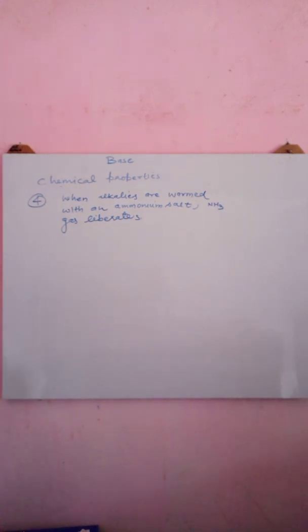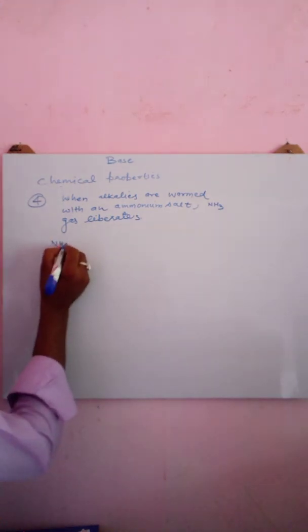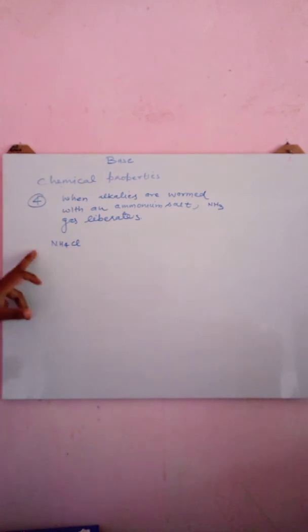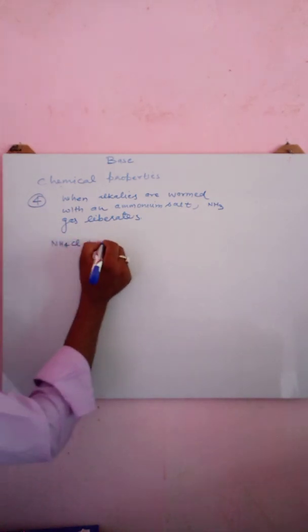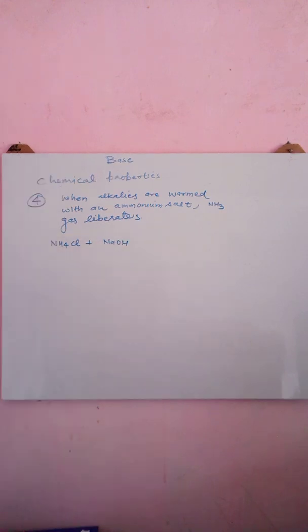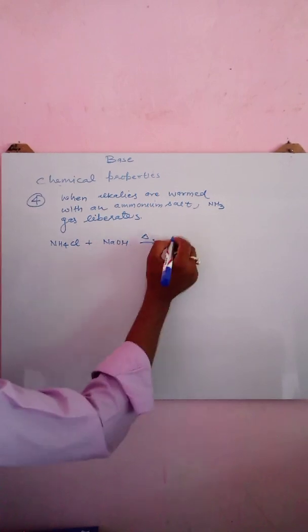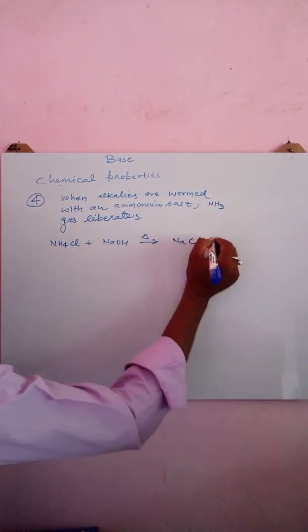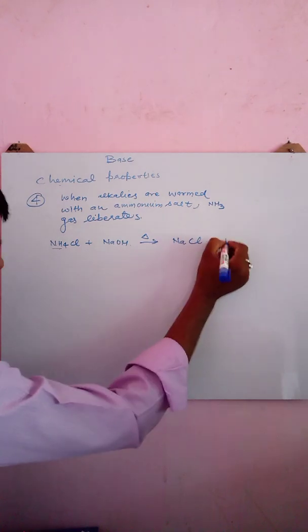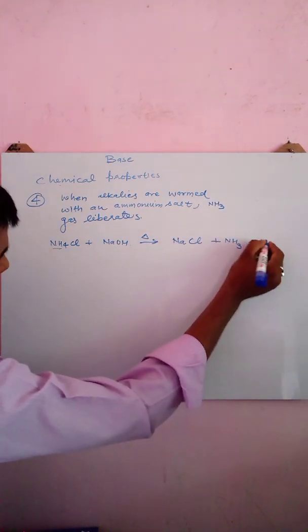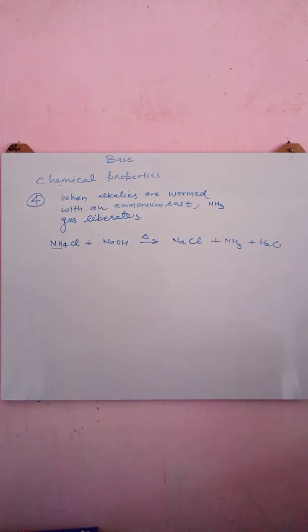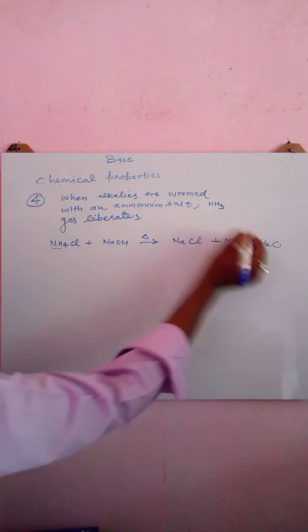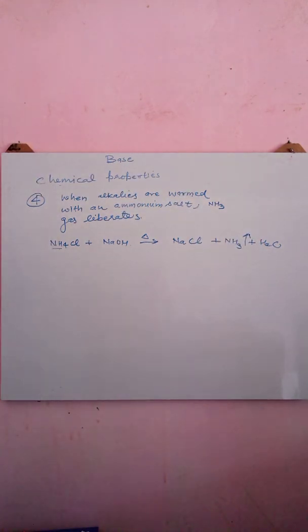For example, let's see the reaction of ammonium chloride with sodium hydroxide. Ammonium chloride, an ammonium salt, is warmed with base, sodium hydroxide. Here the base is an alkali, water soluble. Heat it. After heating, you will get sodium chloride plus ammonia gas and water molecule. You can see here ammonia gas is liberated. So when alkalis are warmed with ammonium salt, ammonia gas is released.